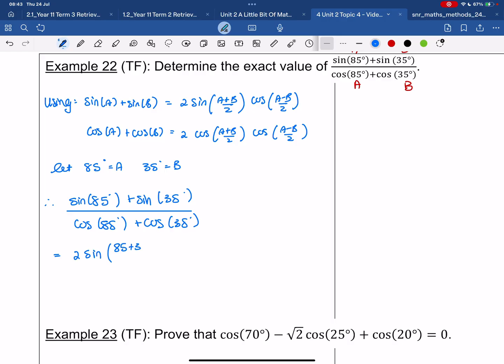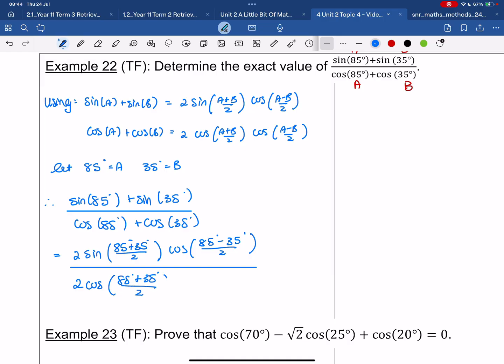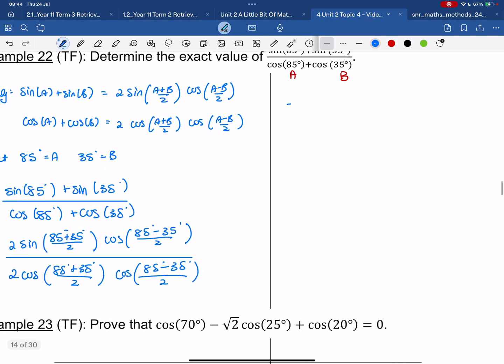is equal to 2 times sine of (85 plus 35) over 2 cos of (85 minus 35) over 2, and I don't know why my 5s are looking like 8s today, over 2 cos of (85 plus 35) over 2 cos of (85 minus 35) over 2. And hopefully when we simplify this, it looks like something we can do something with.